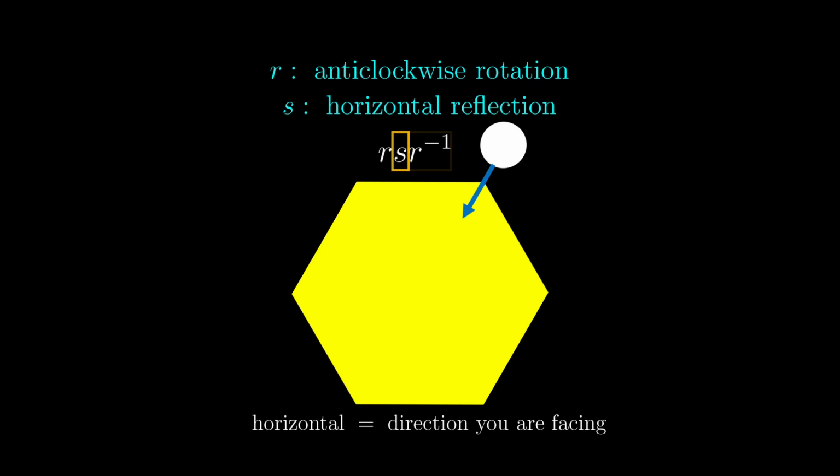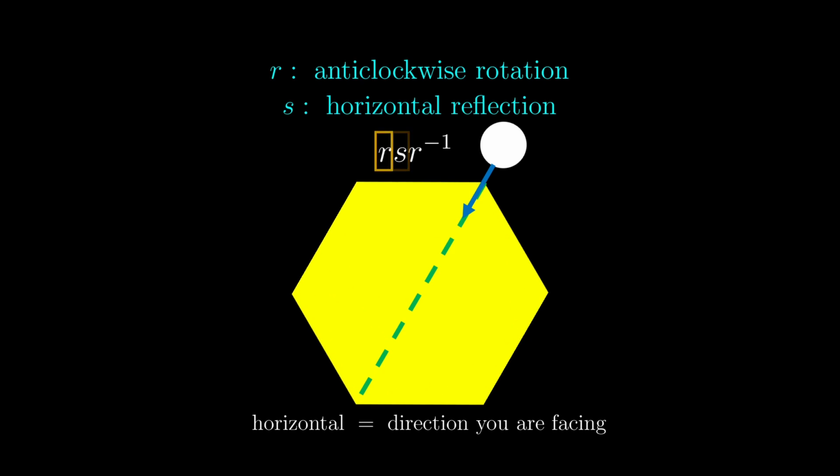So now we need to do a horizontal reflection. Remember that the horizontal in your perspective is the direction you are facing. So this green dashed line is the horizontal. S here means the horizontal reflection along this green line.